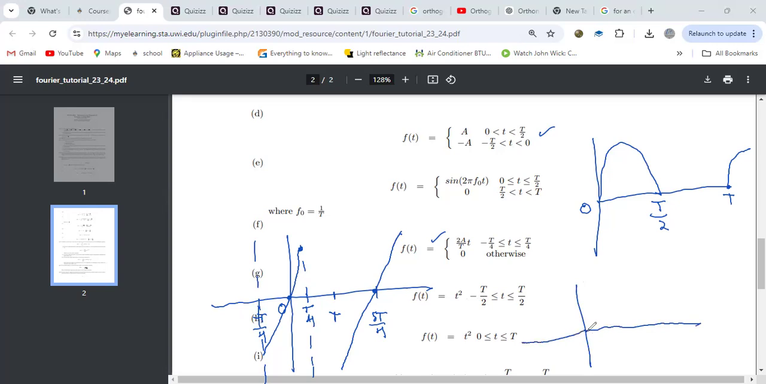So minus t on 2. And then you have t on 2. So it's t squared, so it should just look like this, right? Because that's t squared. And t squared tends to be symmetrical. 1, 2, 3, 4, 5, 6. So it should just be like that.